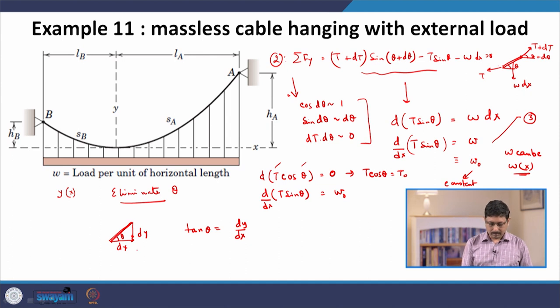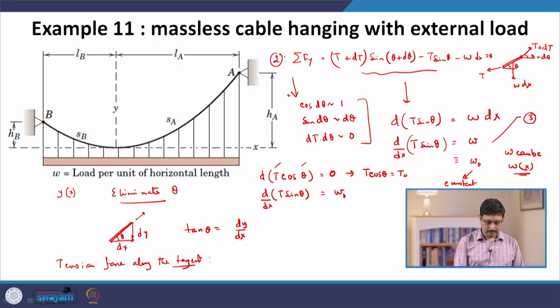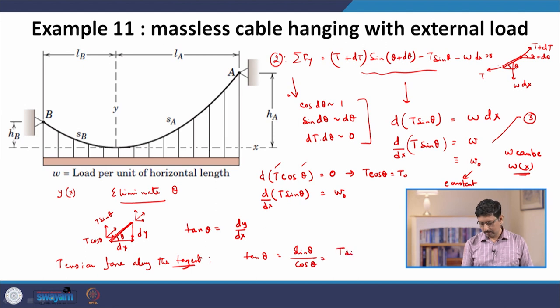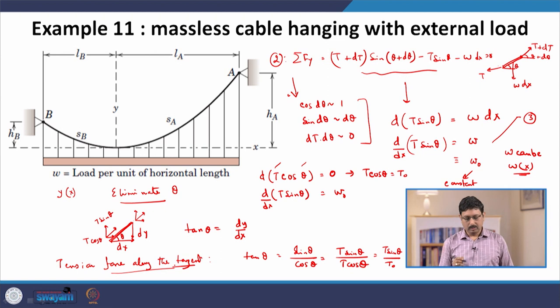The other thing is that the forces are along the tangent, the tension force is along the tangent. So, the horizontal component of the tension force, let us say at this end, is T cos theta and the vertical component is T sin theta. So, tan theta can be written as... This is the crucial fact that a tension force is along the tangent. We can exploit this fact to eliminate theta.